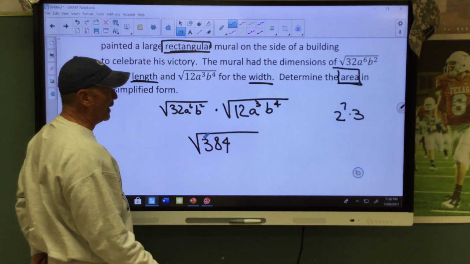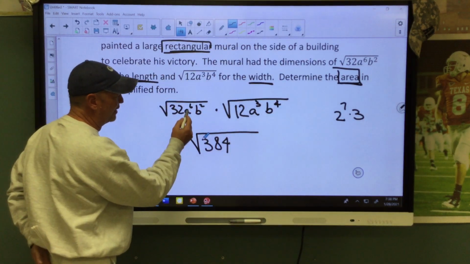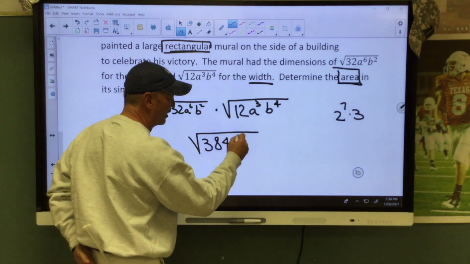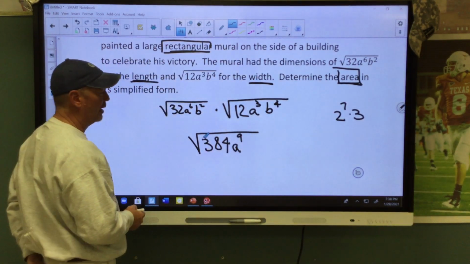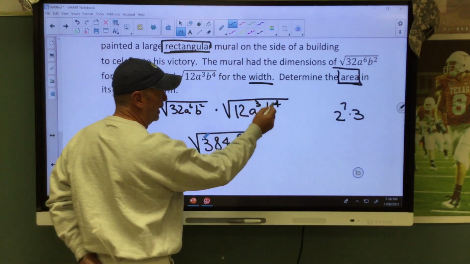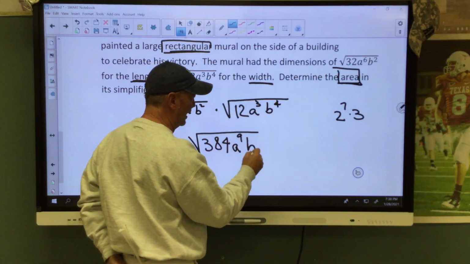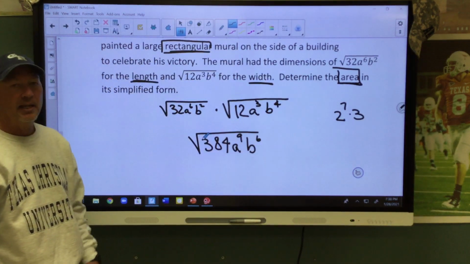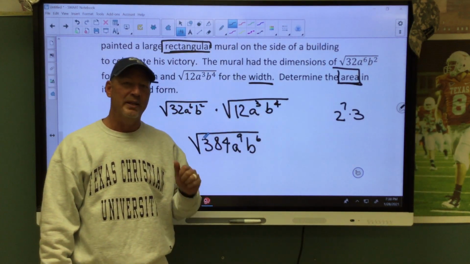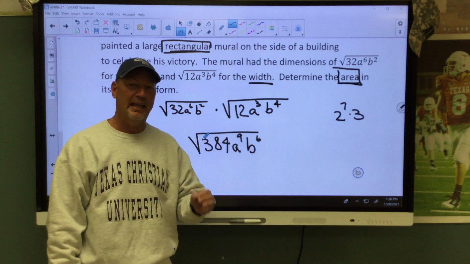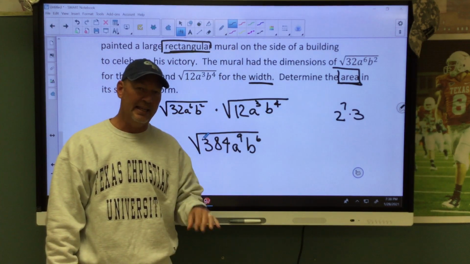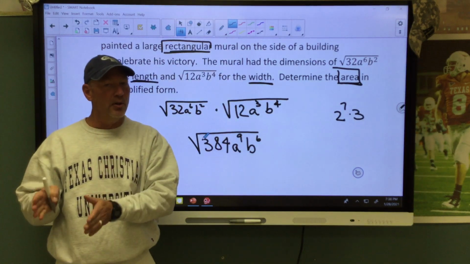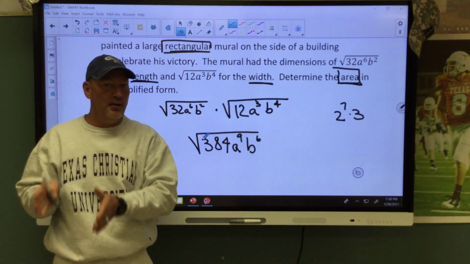When we multiply, we add exponents. So a to the 6th, a to the 3rd gives me a to the 9th. B to the 2nd, b to the 4th gives me b to the what? B to the 6th. Okay, now be careful. We're taking an even root. We're taking the square root. So if you take an even root and you simplify, if you get an odd exponent, you have to put it in the absolute value.